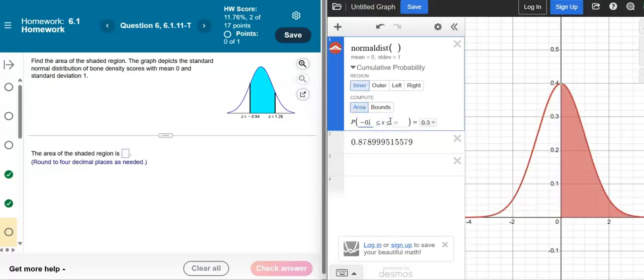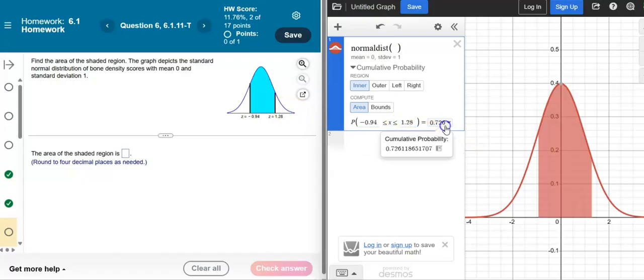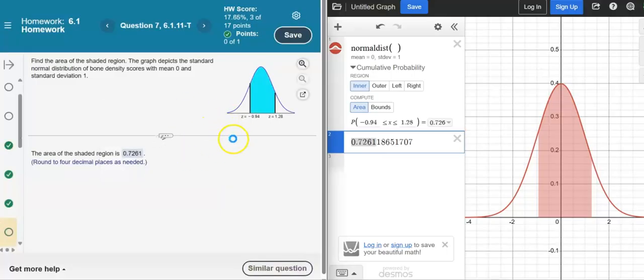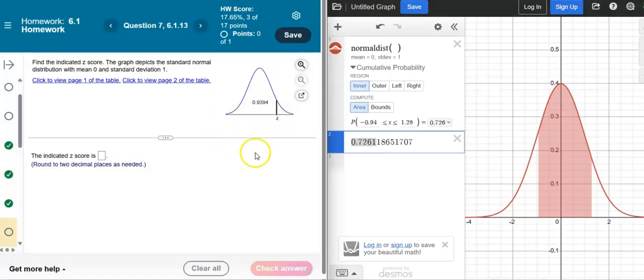So I'm going to put in 0.94, and then for the next number I'm going to put in 1.28. Okay, so there's those 2 regions shaded. Click that from the last problem, drop down my probability, and then 4 places would be right there. I can see the next number is a 1, so that's going to be my probability. It's 0.7261.